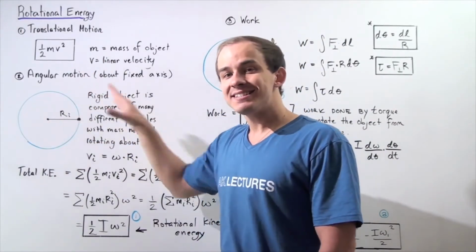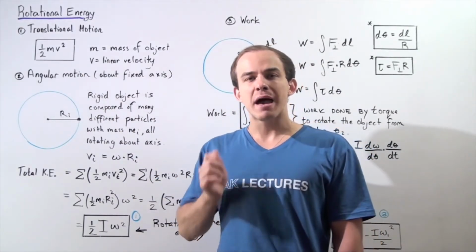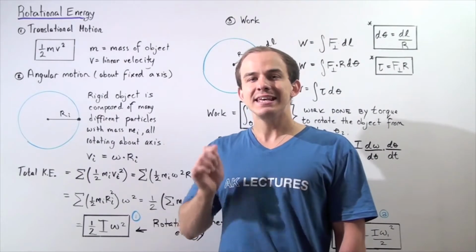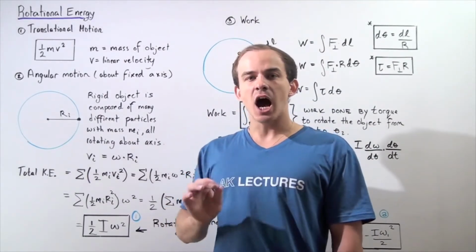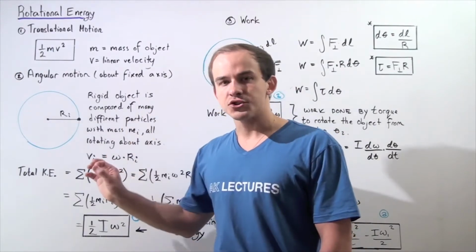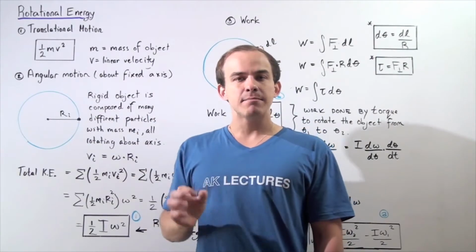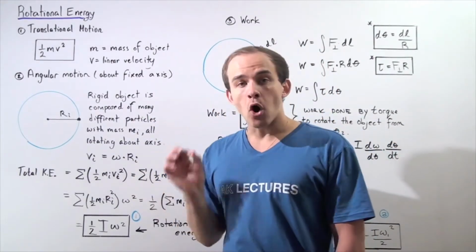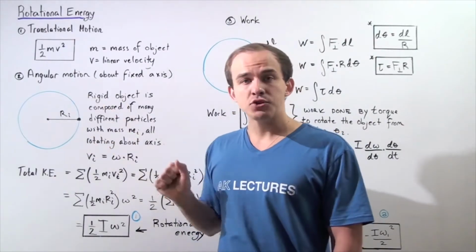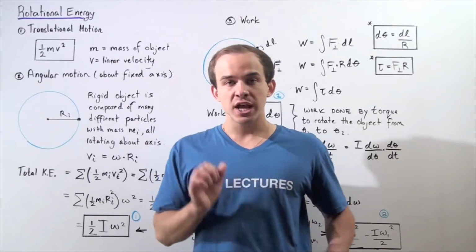Now, this disk is composed of many tiny particles, each with mass mi and each with angular velocity. Now, the angular velocity of each of the particles that compose our object is exactly the same. The angular velocity remains constant, and each particle that composes our object rotates about the same exact axis of rotation.